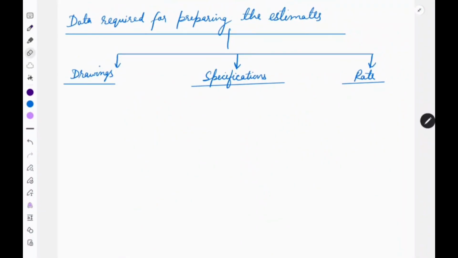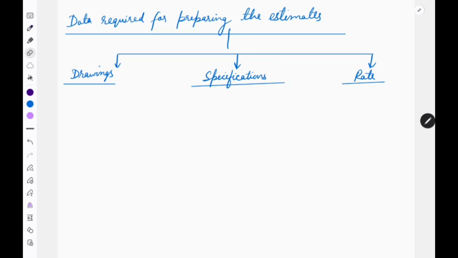So next we need to know the data required for preparing the estimates. The three main types of data you need are the drawings, the specifications, and the rates. The drawings include the plan of the project, the sections, the elevations, the location, and the dimensions of the different qualities of the products. And under specifications, it's mainly divided into general specification and detailed specification.